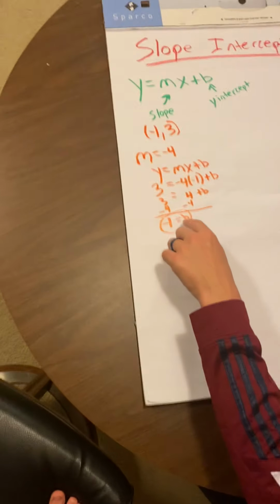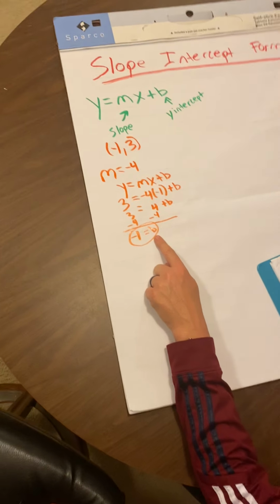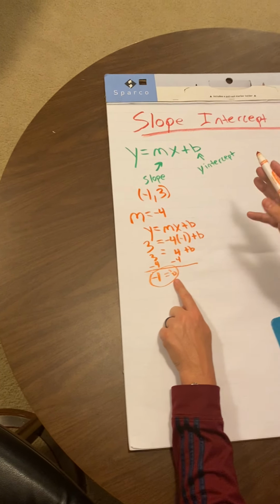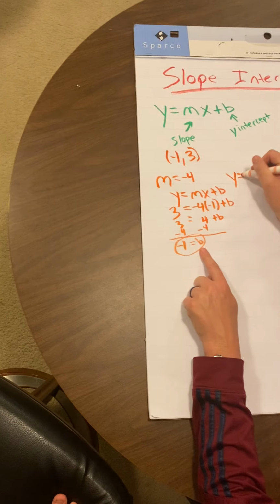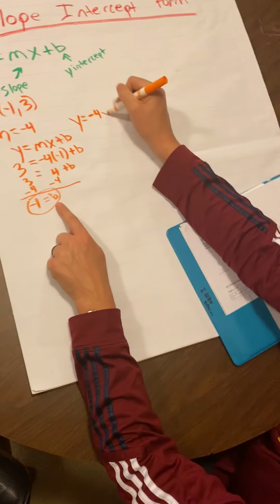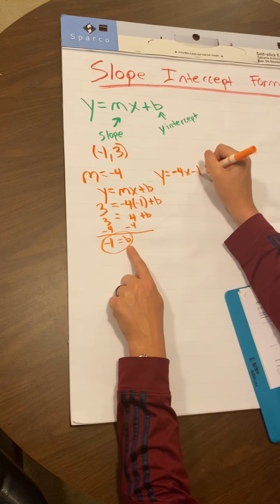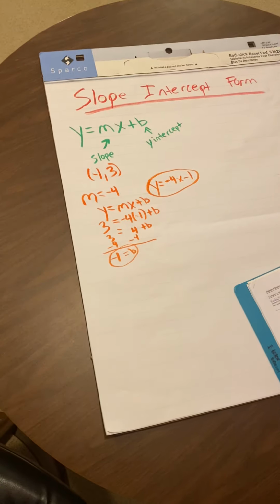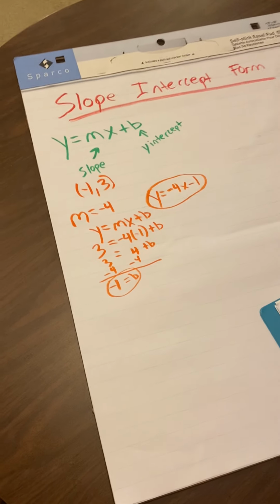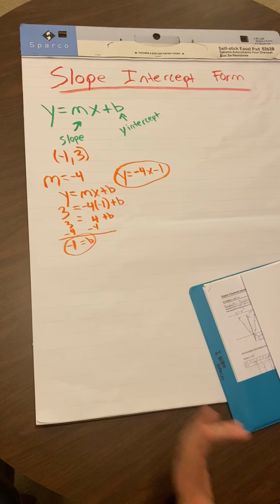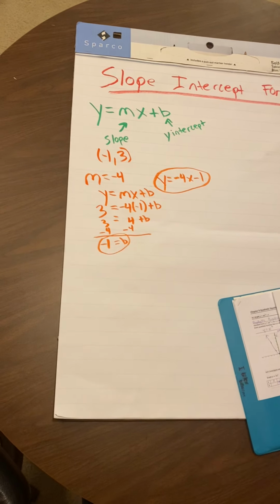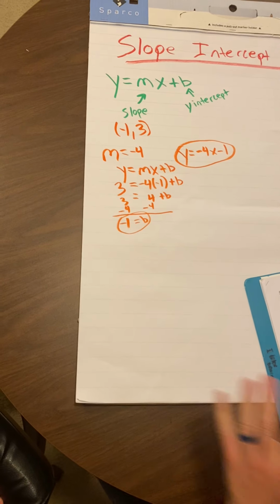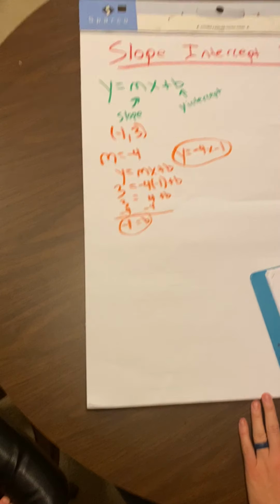All right, so now we have what our slope is and what our y-intercept is. So we can rewrite this in slope-intercept form now. It's going to be y equals our slope, -4x minus 1. There's your answer right there. So if we have one point and our slope, that's all we have to do to put it in slope-intercept form.